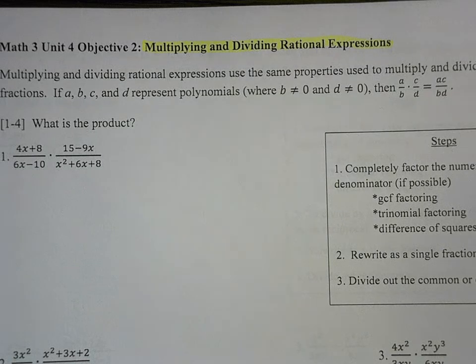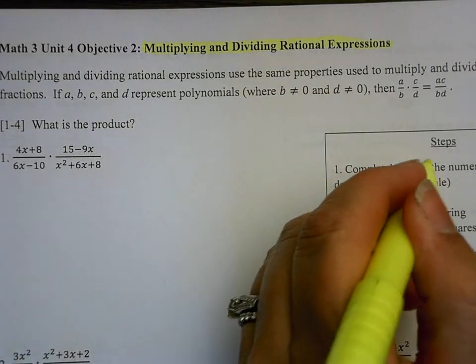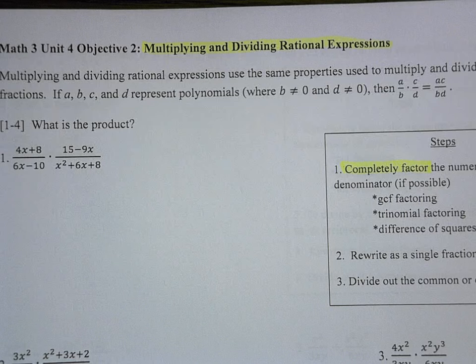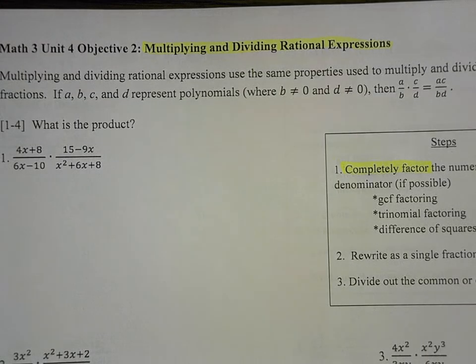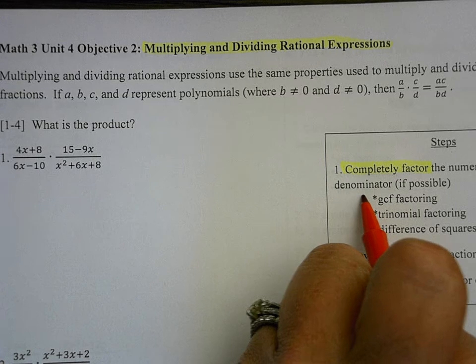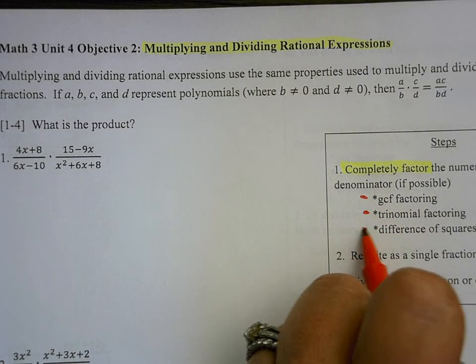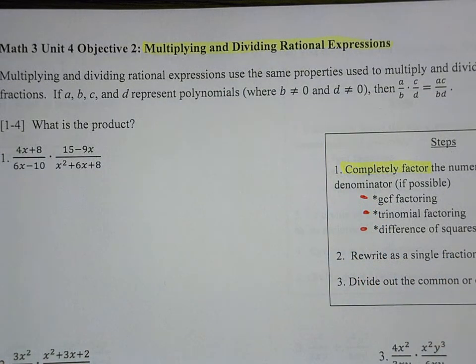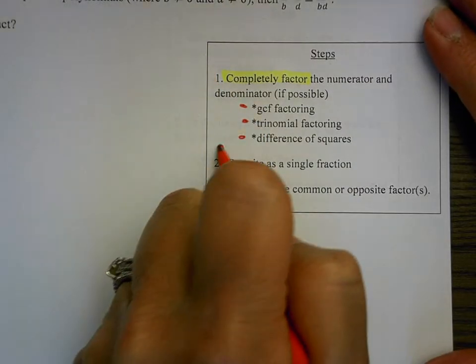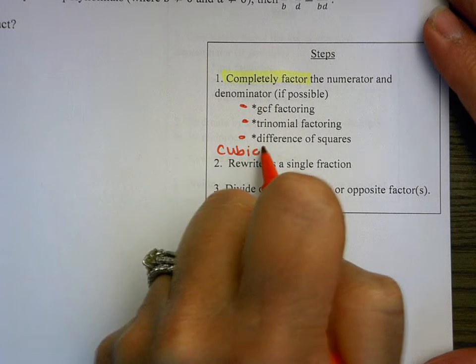So our very first step, just like the last objective, is we have to completely factor, right? We have to completely factor the numerator and the denominator. And the three types of factoring that we're going to be working with mostly are greatest common factoring, trinomial, and difference of squares. We'll also be doing a cubic pattern.